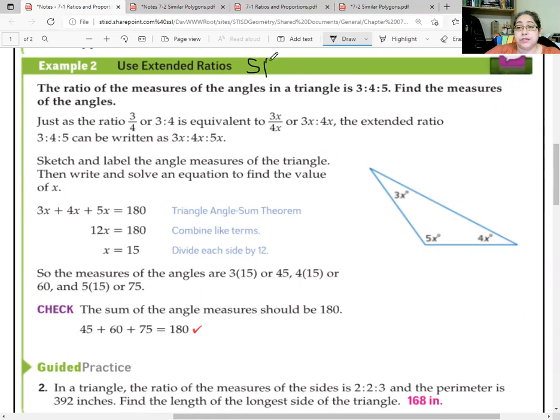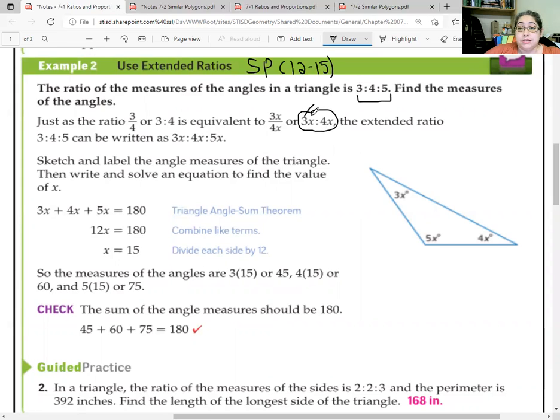And you can find this in your skill practice. This is questions number 12 through 15 on extended ratios. And here's how that's going to look. It says the ratio of the measures of the angles in a triangle is 3 to 4 to 5. Find the measures of the angles. Now what this 3 to 4 to 5 means is that the ratio from 3 to 4 is equivalent to this.